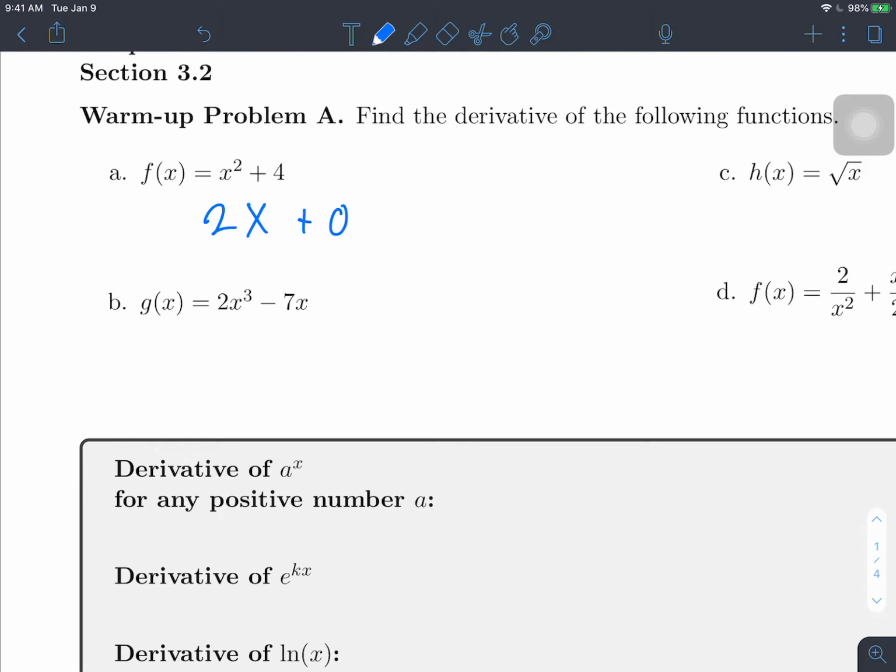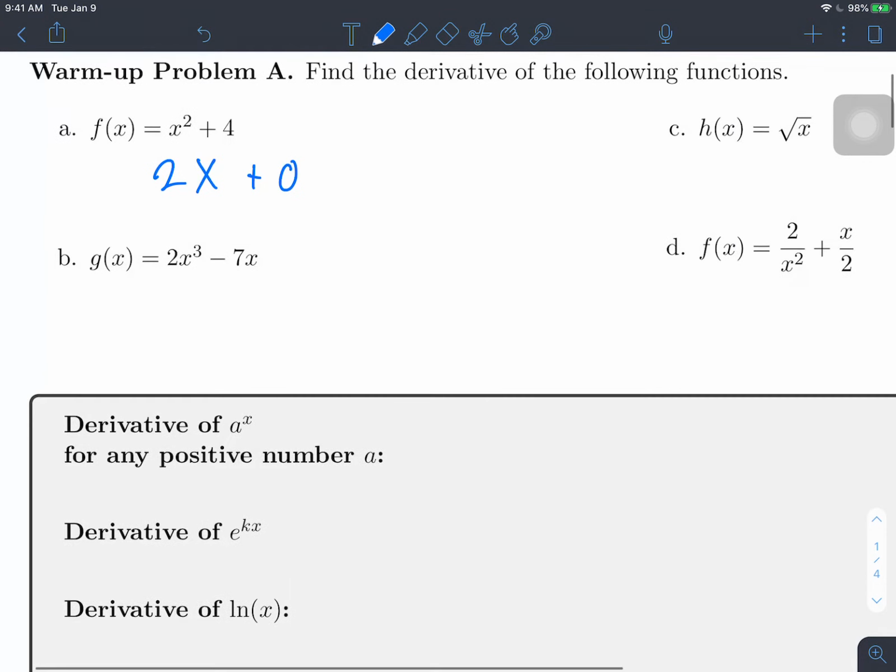Pretty straightforward. Next one's just another application of the power rule. We just get 6x squared minus 7. I think I did that right. So the 7x term, we apply the power rule again. The x to the power 1 became x to the power 0. So that's why we wound up with just 7 on that part. The other part, we again just multiply down the 3 from the x cubed, reduce the power by 1. Okay? Great.